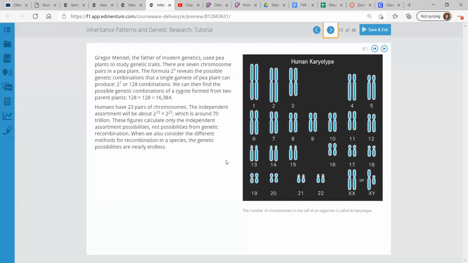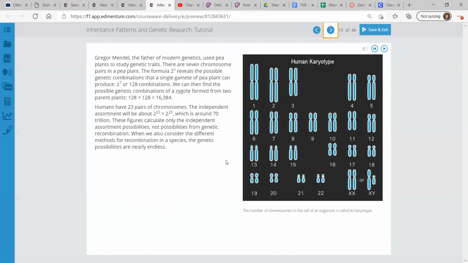We can then find the possible genetic combinations of a zygote formed from 2 parent plants. You have 128 combinations from one plant and 128 combinations from the second plant. Multiply that together, you get 16,384 combinations. Humans have even more pairs of chromosomes. We have 23 pairs. The independent assortment will be about 2 to the 23rd power times itself. 2 to the 23rd times 2 to the 23rd power is around 70 trillion.